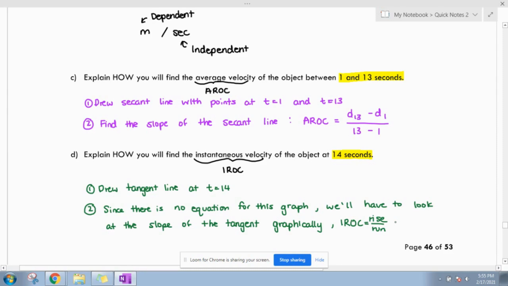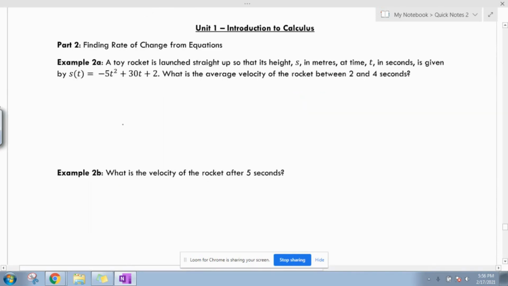Let's take a look at examples that include equations and see how that differs for us now. Alrighty, so let's take a look at finding rate of change using equations. And this is oftentimes the one that most of us will rely on. So in example 2a, it says a toy rocket is launched straight up so that its height, s in meters, at time t in seconds, is given by s of t equals negative 5t squared plus 30t plus 2. And it asks, what's the average velocity of the rocket between 2 and 4 seconds?